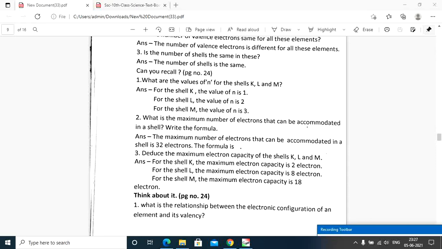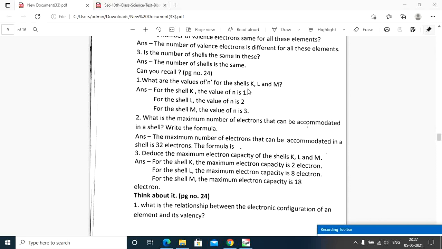Further, we'll move to metallic and non-metallic character. While traveling from left to right in a period, we see metals on the left hand side and non-metals on the right hand side. So we can say metallic character decreases and non-metallic character increases, exactly opposite for top to bottom in a column or group. We are done with this, and we even discussed a few questions from this part.